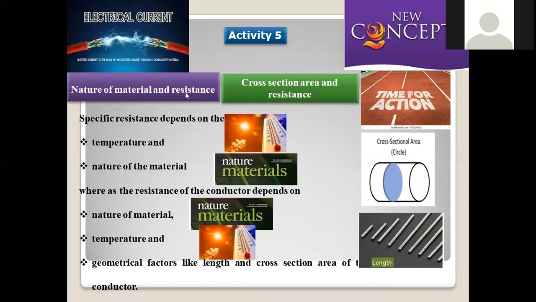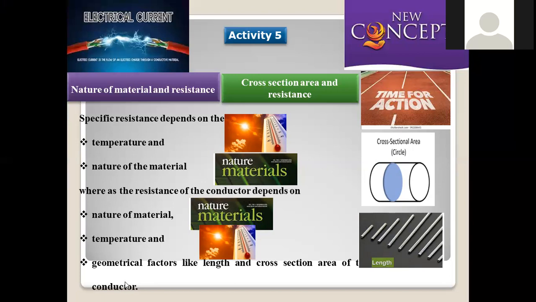Now, the nature of the material and resistance in this category, and cross-sectional area and resistance terms, are considered. Now we are going to summarize each and every factor and how they influence the resistance. Specific resistance mainly depends upon temperature and nature of the material. So temperature and nature of the material are the important factors which have an effect on the specific resistance. Whereas the resistance R of the conductor purely depends upon the nature of the material, similar to above, and the temperature, also similar to above.